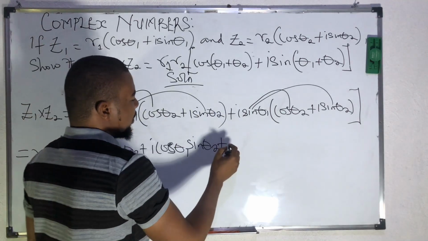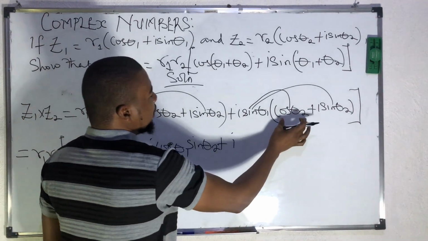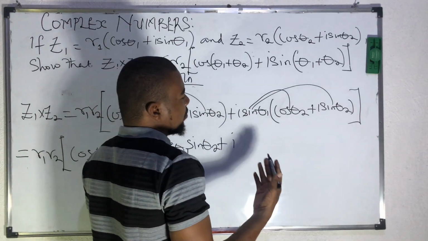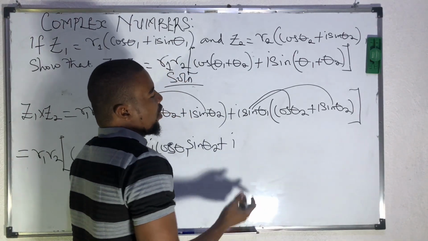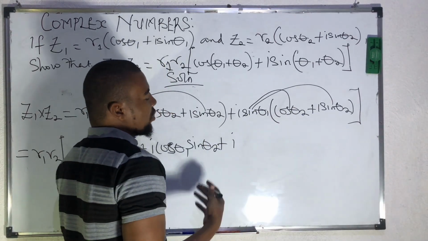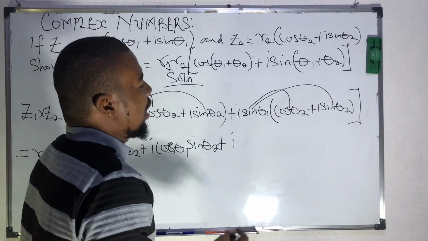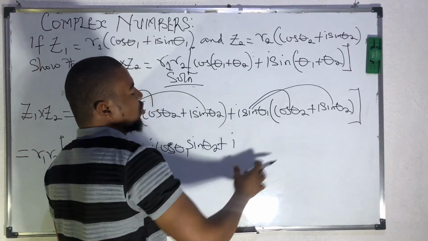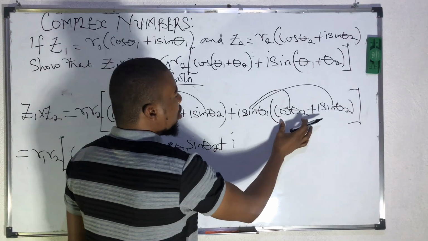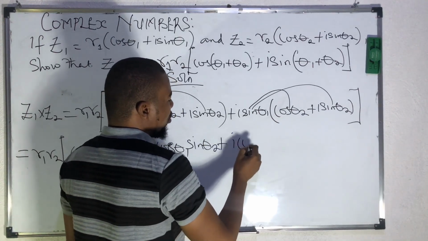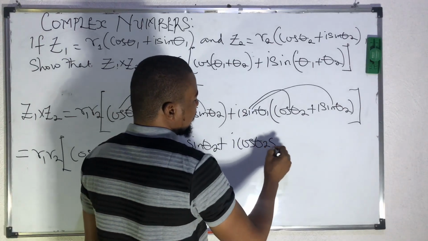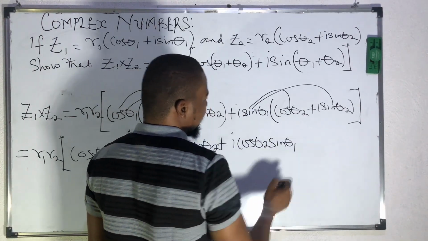Let's pick the i first. We have i, let's pick the cos theta 2. It doesn't matter because multiplication is commutative. Whether you take the sine theta 1 or the cos theta 2, you'll still arrive at the same solution. However, I want to pick the cos theta 2 first so that it's easier to work with. So we have our i sine theta 1 times cos theta 2 will give us i cos theta 2, then sine theta 1.